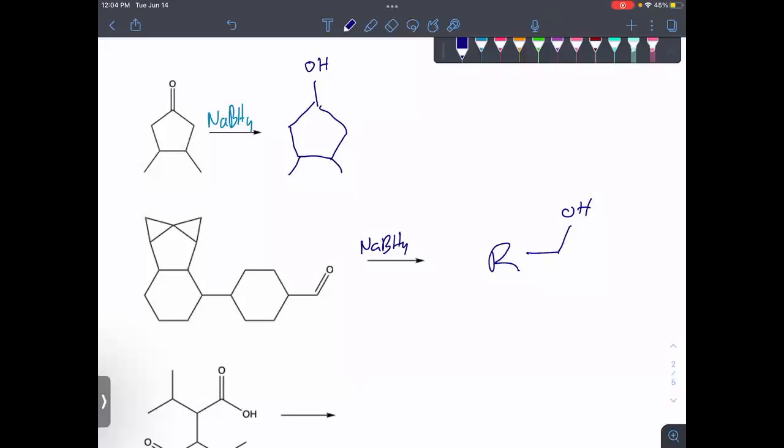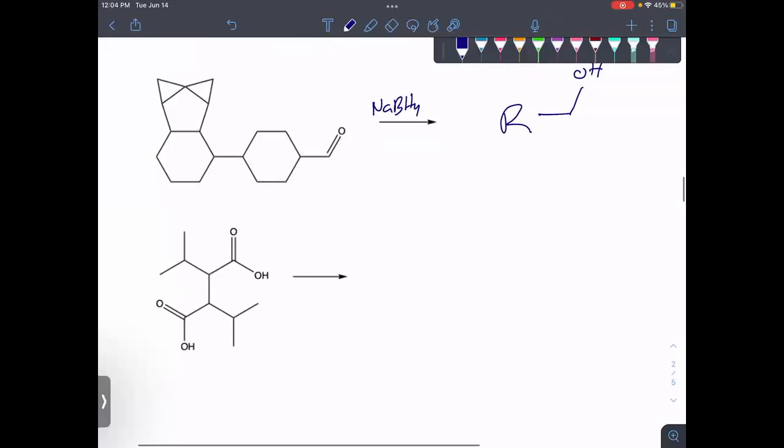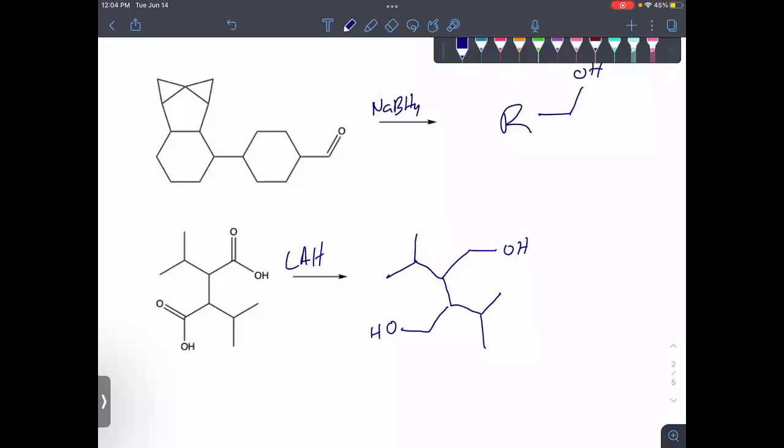Okay, very last one. What are we using? We have to use LAH because that's the only way we can reduce carboxylic acids. So cool, those turn into primary alcohols.